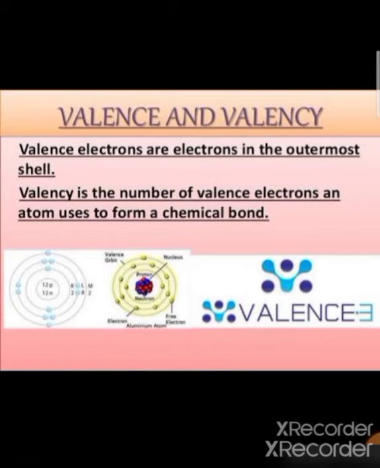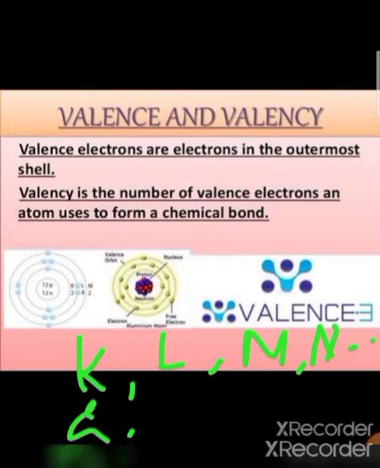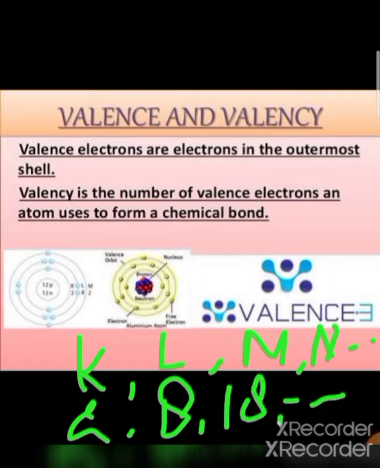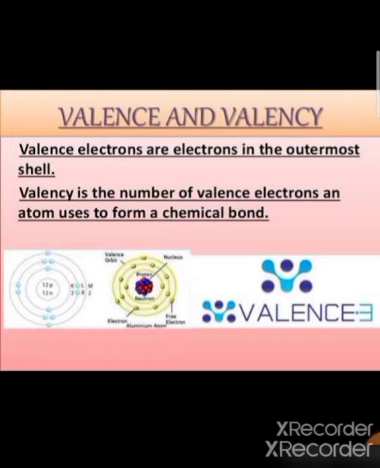Okay? At first, there are shells K, L, M, N, etc. K contains 2 electrons, L contains 8 electrons, M contains 18 electrons, and so on. You all know about it. You already studied it in class 8th. Okay. What is valency? Valency is the number of valence electrons.